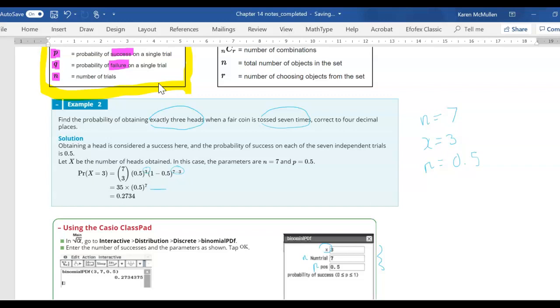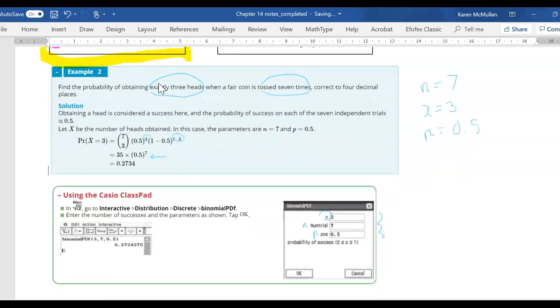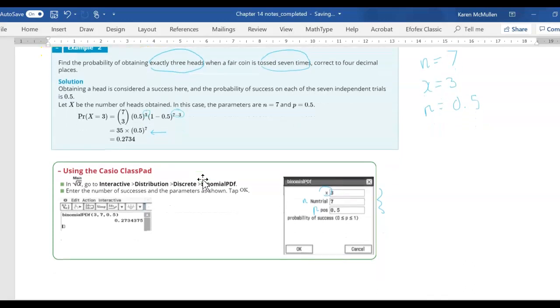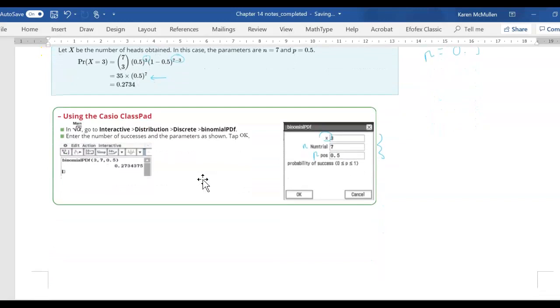And then you just do that on your calculator. This working out here, you don't really need to do. Actually, what they've done is 0.5 and 0.5, so you had the same basis. That's why it's 0.5 to the power of 7. But here we go on the calculator. Let's just quickly do that on the calculator.